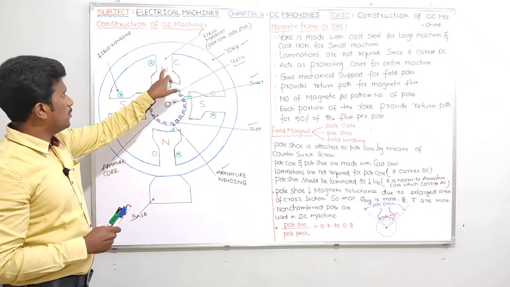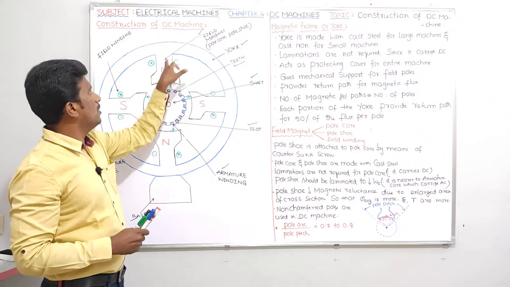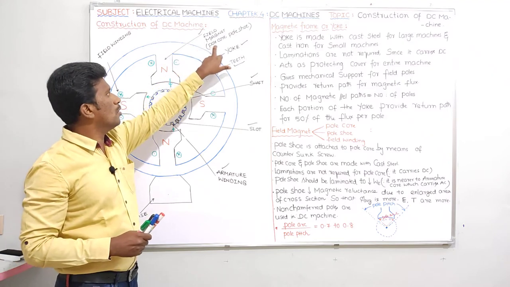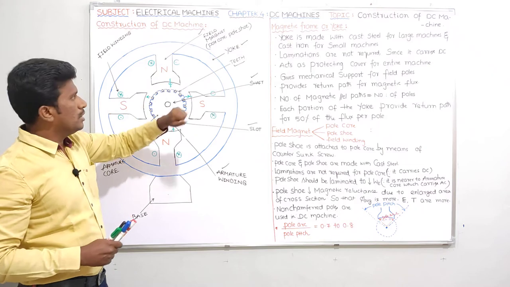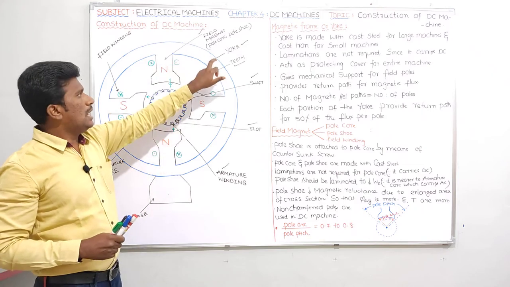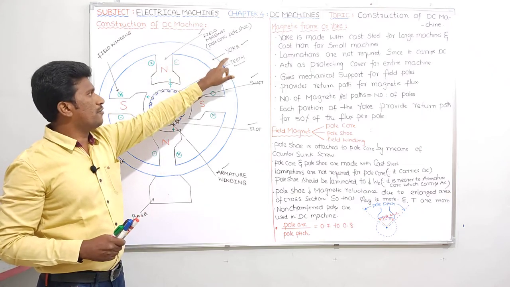I think I explained these parts. The field magnet is nothing but the pole core and pole shoe. It will also have one more part, the field winding, which comes under the field magnet only. And this is nothing but the yoke or magnetic frame.